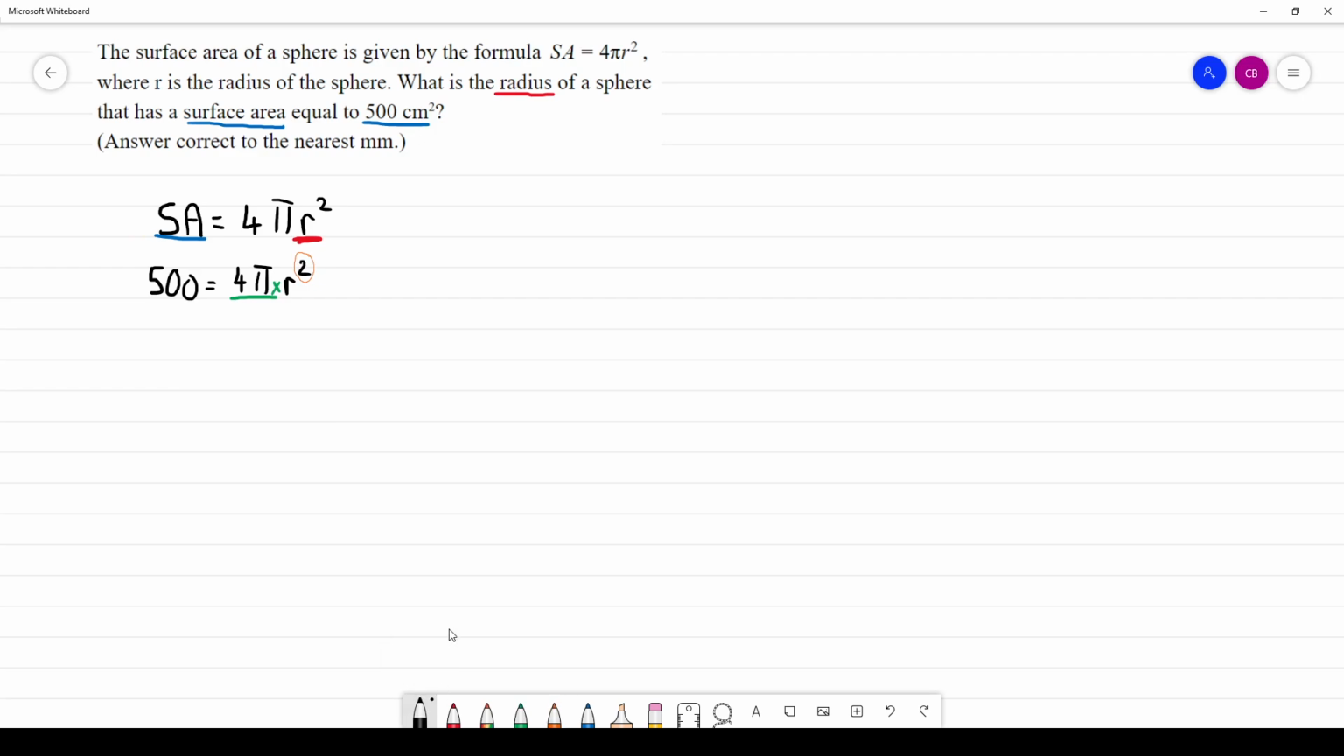So we want to get rid of the weakest operation, just applying reverse BOMDAS or PEMDAS, whatever you call it. The weakest thing here is going to be the multiplication, so we want to divide both sides by 4 pi. So we'll get 500 divided by 4 pi equals r squared. Now we can get rid of the squared, and the opposite of a square is a square root. So that'll be the square root of 500 over 4 pi, and that will equal r.